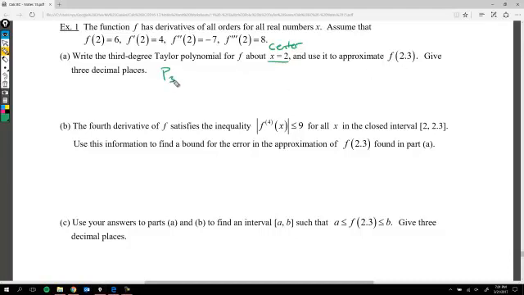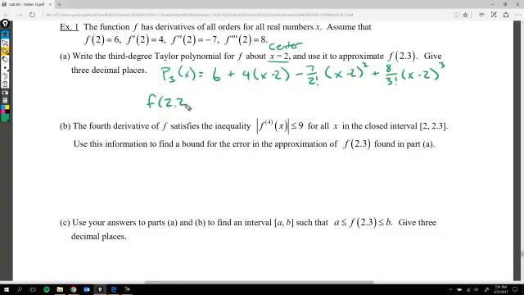Right, so I'm writing my third degree. My first is my constant, and then 4. I'm centered at 2, so I'm going to write x minus 2 here. Minus 7 over 2, x minus 2 squared, and then 8 over 3 factorial, x minus 2 cubed. And you could write a 2 factorial here if you wanted to, and you don't have to. 2 factorial is just 2. So this is our third degree Taylor polynomial. I'm using this to approximate f of 2.3.